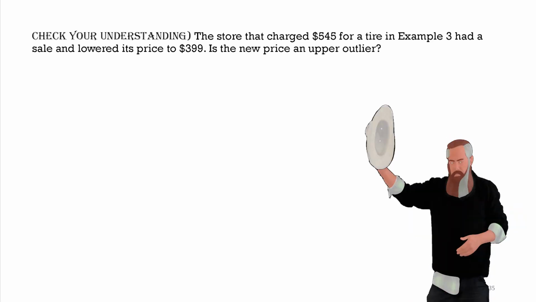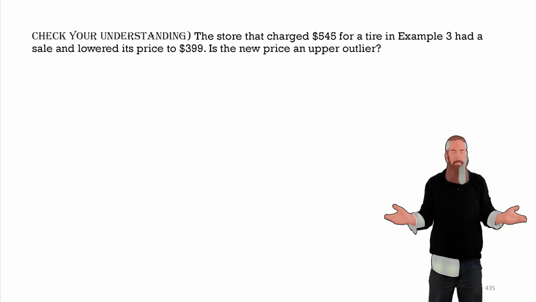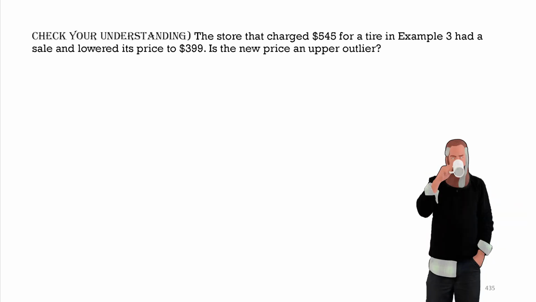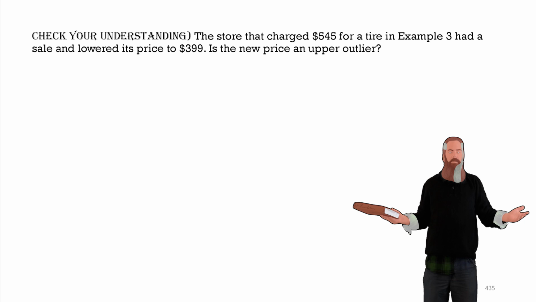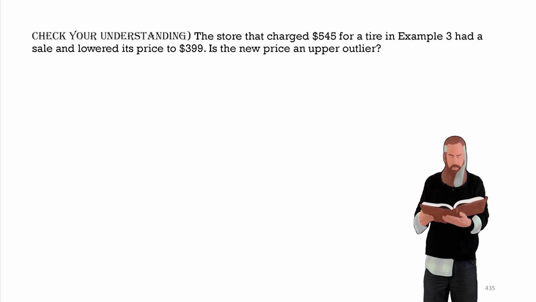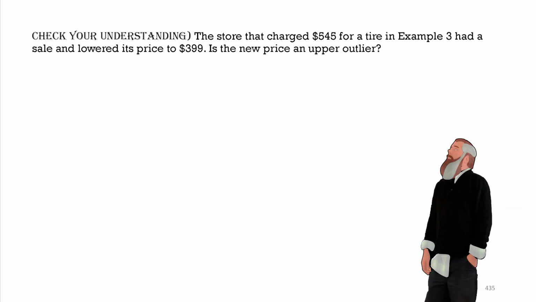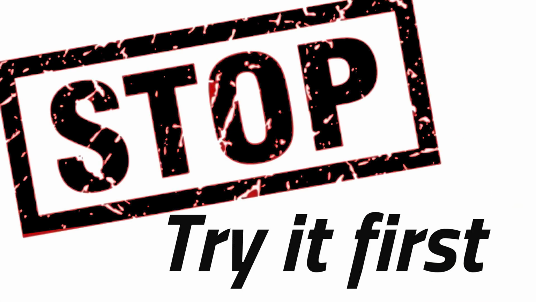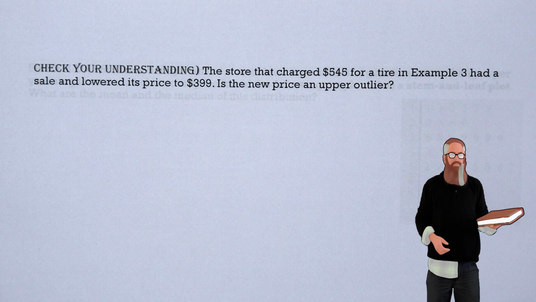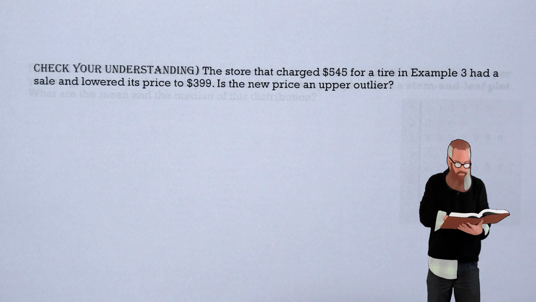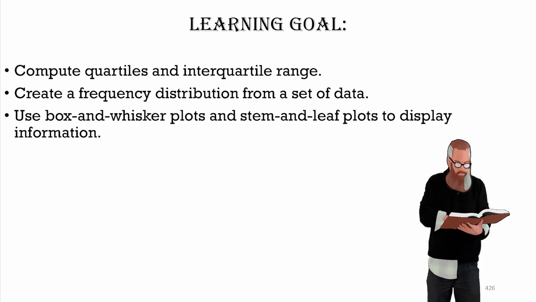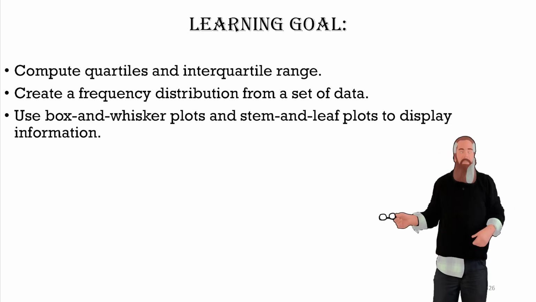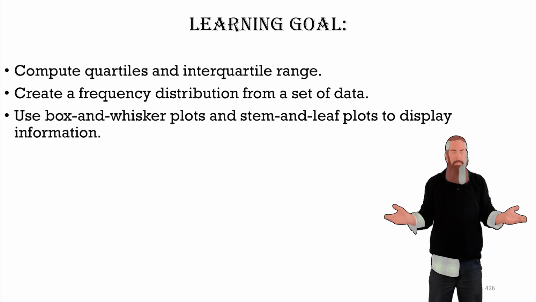Now let's check our understanding of this. A store that charged $545 for a tire in the example had a sale and lowered its price to $399. Is the new price an upper outlier? Yes, it is, because it is still over 377.25.